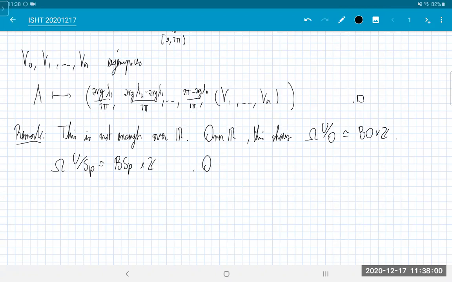But over R, what happens is that omega 8 of O is O. And there are seven spaces you need to describe. Here I gave you 1, 2, 3, 4, and then you have O and Sp. This gives you 6, so there are two more. And okay, they are technically called O mod U and Sp mod U.